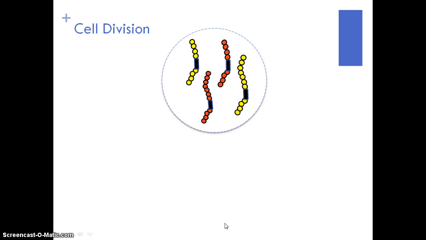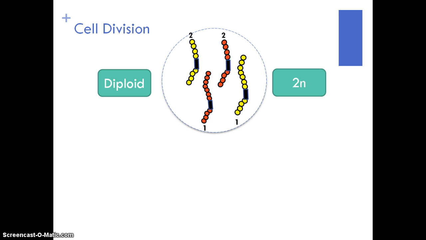Here's a cell. This cell is diploid. That's because it has 2 copies of each chromosome. Here are chromosome number 1, there's 2 of them, and here are 2 chromosome number 2s. Therefore, we say that this cell has a chromosome number of 2n.